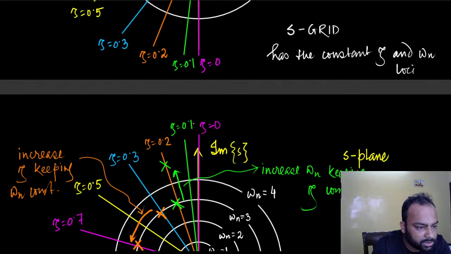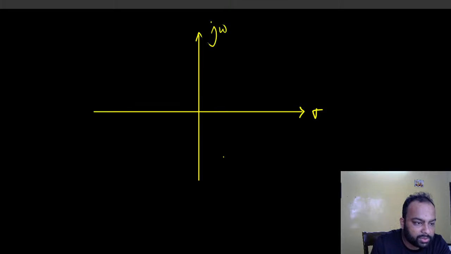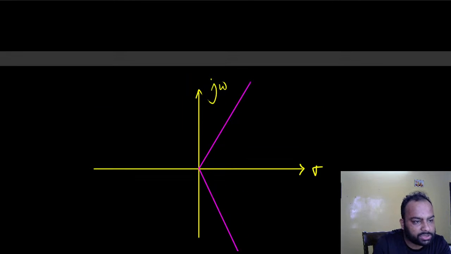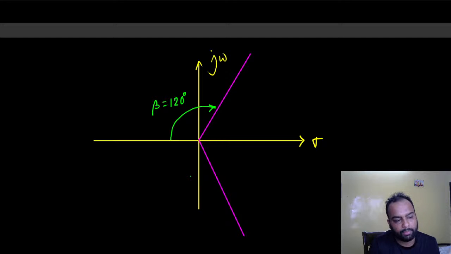So now this is again sigma. This is j omega. I think I skipped j omega in one. This is the j omega axis, right? All right. So now say we know the damping ratio lines. Say I am drawing a constant damping ratio line. Again, these are all line pairs, right? And of course, for this one, say beta is 120 degrees. Beta is 120 degrees. So that is understandable, I think.